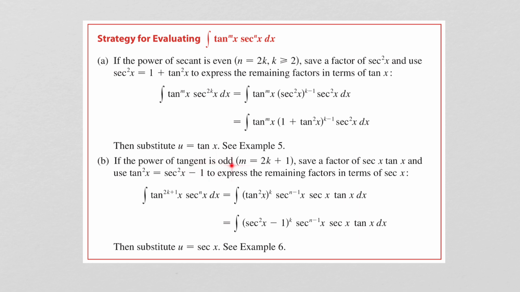If the power of tangent is odd, we're going to save a factor of secant and a factor of tangent, and we're going to let u equal secant of x. Okay, so these are the general guidelines. If neither one of these is true, then you have to just try to see what you can do to make it work. And we're going to see a couple of examples of that here in just a minute.